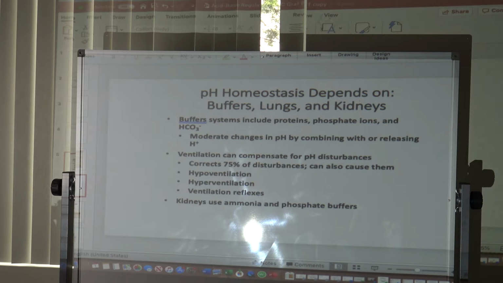Ventilation can handle it 75% of the time, which is great. But when we really need to change it and change it permanently, we're going to rely more on the kidney to use this ammonia and phosphate buffer system. I'm going to show you.